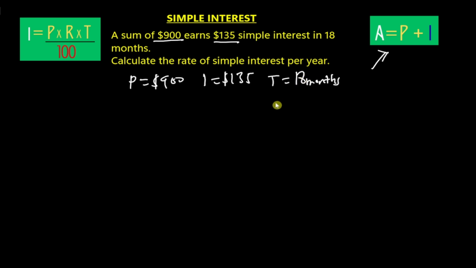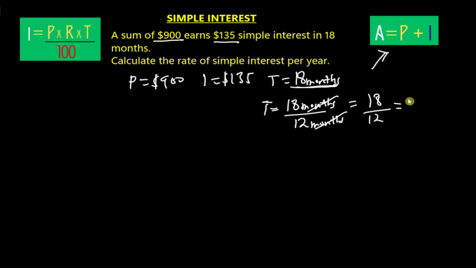Now even though we can just start calculating, be careful, the time must always be in years, but in this question it was given in months, so we have to convert these 18 months to years. When you want to convert the time in years, divide the number by 12. So 18 months over 12 months. The months cancel, so we have 18 over 12. Now 18 is the same as 3 times 6, and 12 is the same as 2 times 6. The 6 cancels out. You have 3 over 2.